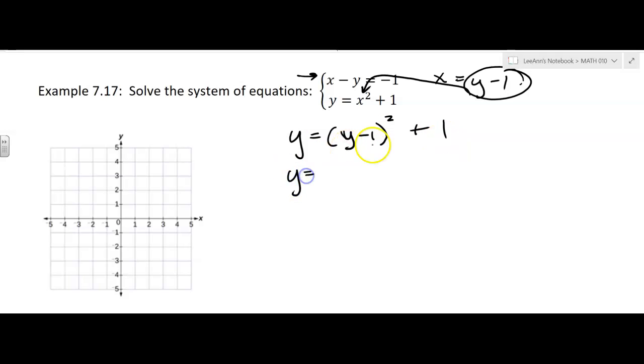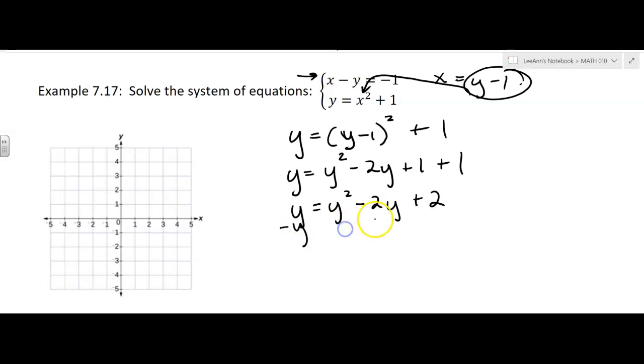Now I can multiply that y minus 1 squared out. It's a binomial squared. You'll have to use FOIL or the formula or something. Okay, and so now I have y equals y squared minus 2y plus 2. Now I'm going to solve for y, right? I got everything in one variable. This is a quadratic equation, so I have to subtract the y off both sides. It's a 0 now. Okay, this is what I get for doing videos on a Saturday. y squared minus 3y plus 2.